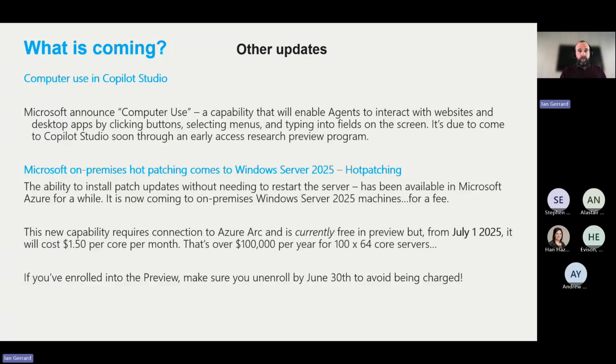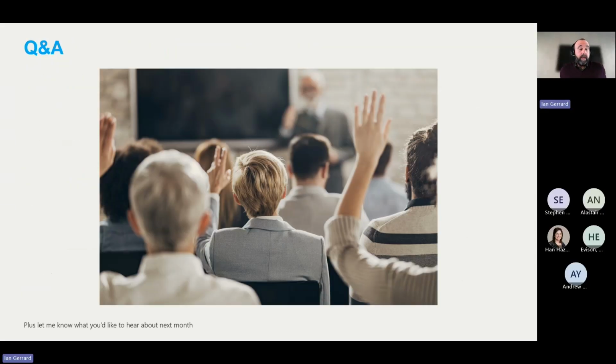Microsoft have also announced computer use within Copilot Studio. So this is effectively if that agent needs to go into websites, fill in forms, fill in the fields within the forms, click through various menus, drop down menus, things like that. It's still in early access review. It's been a challenge for those using Copilot Studio. So this computer use intelligent feature is hopefully going to fix that issue.